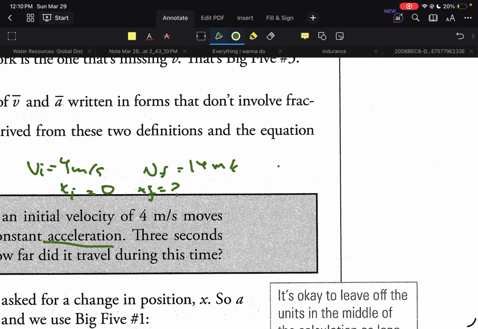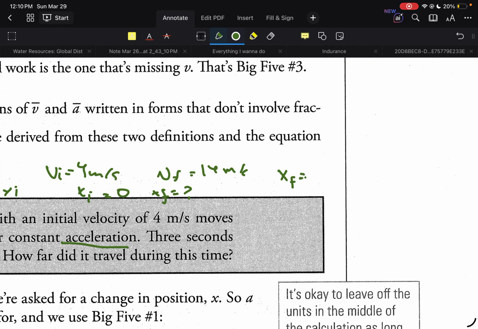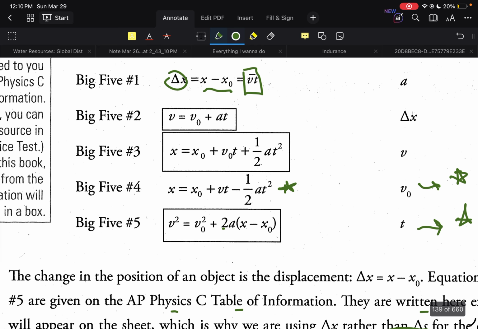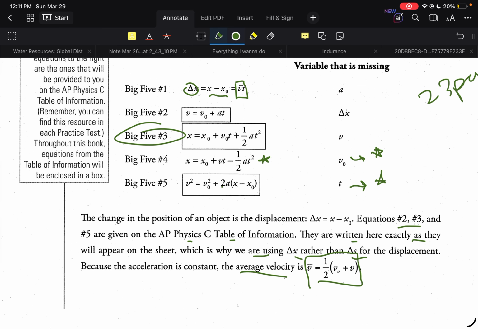So we know that x final equals, when the velocity is constant, the average velocity, and t equals 3 seconds. Okay, so we can see our equations. We have these three. We're using x, so we can use this big third equation over here. We're not given a. Since we're not given a, we can use this equation over here and substitute some stuff out. This seems a little hard.